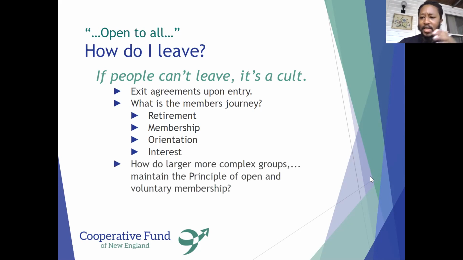And so as the individual matures throughout their tenure as a member, the organization will also mature, engaging with its environment. And so how do larger, more complex groups maintain the principle of open and voluntary membership? As the organization grows in members and customers and its footprint, it's going to become more and more complex. And so we want to think about that process.